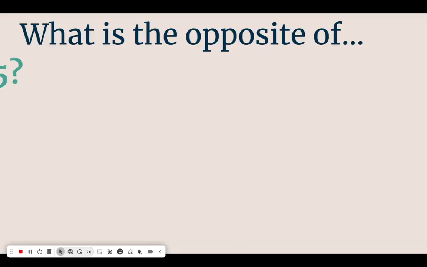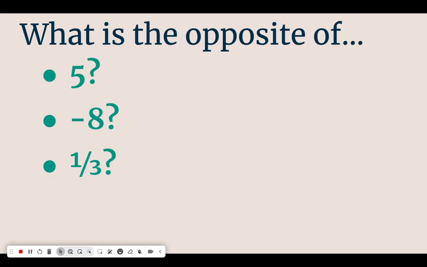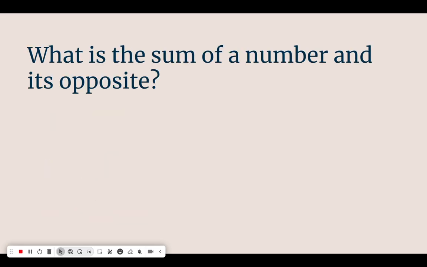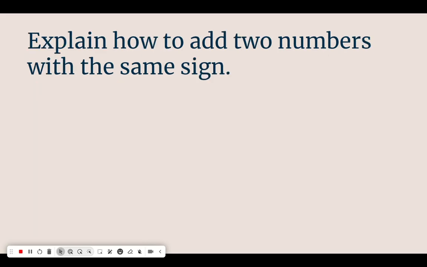So, what's the opposite of 5? Negative 5. What's the opposite of negative 8? Positive 8. What's the opposite of 1/3? Negative 1/3, unless you were doing multiplicative. We're doing additive inverse here. And what's the opposite of negative 0.6? Positive 0.6. What's the sum of a number and its opposite? There's only one answer, and that answer is 0. A number and its opposite sum to 0.